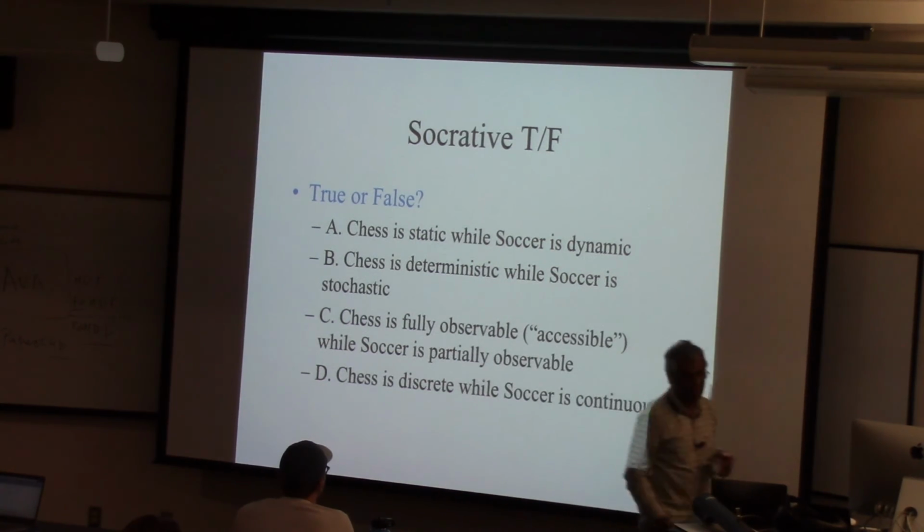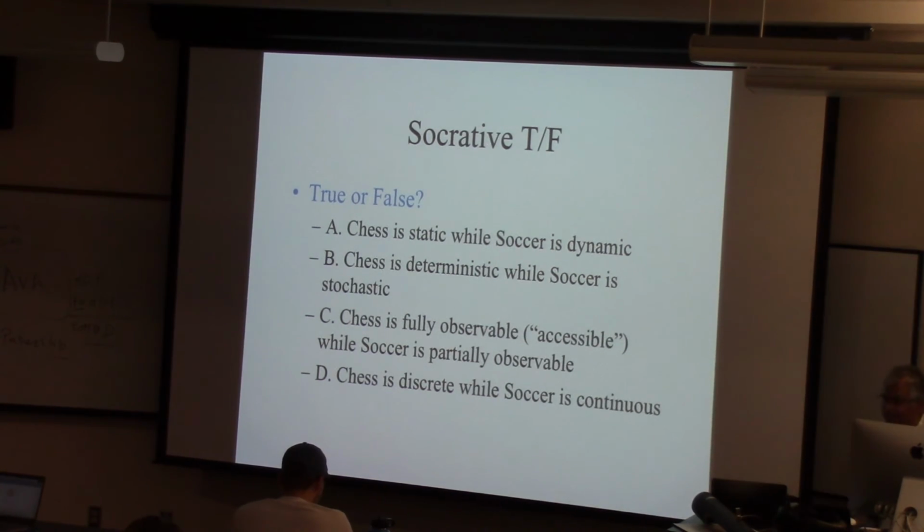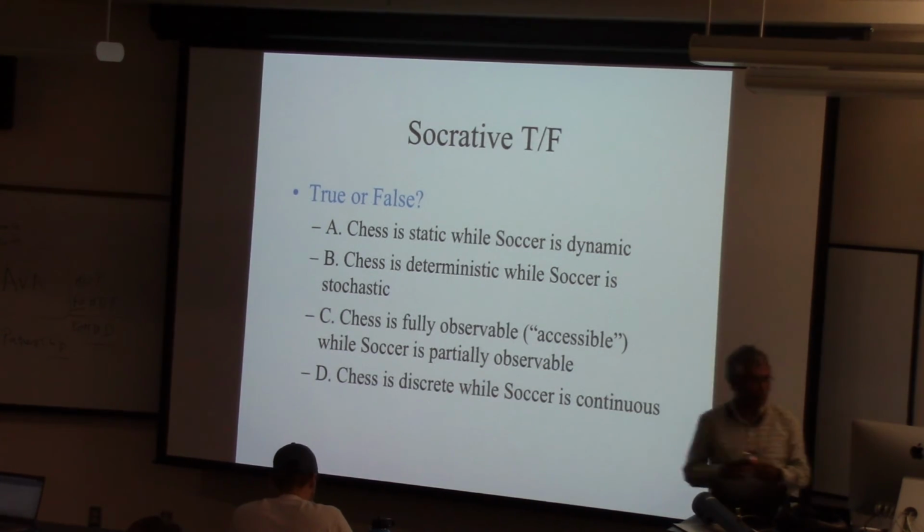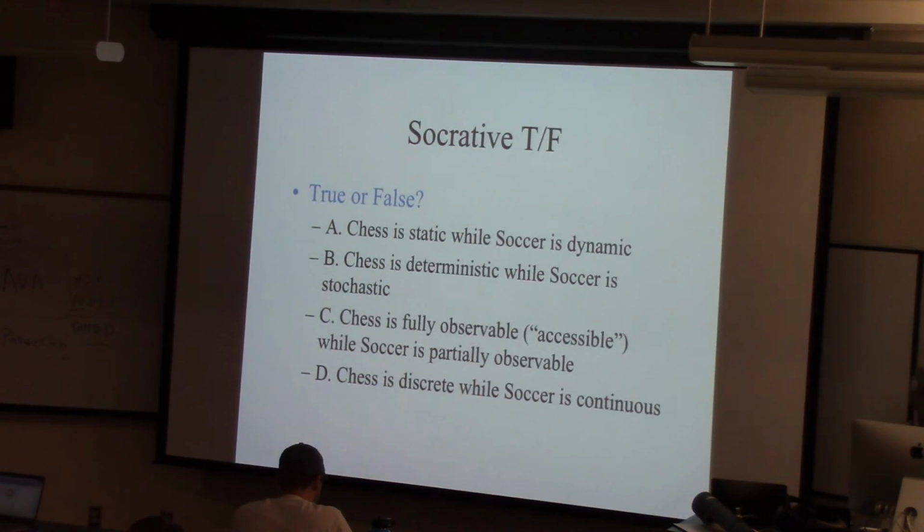The last one, and then you get to go, is: chess is discrete while soccer is continuous. Oh my God, that's so simple. So now this is for number 4.